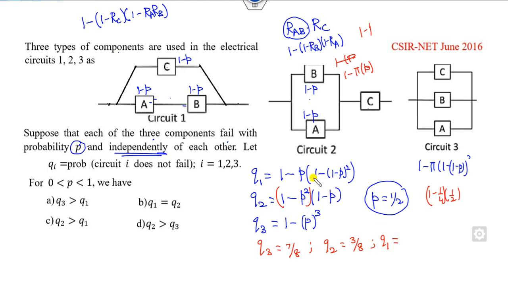And what is the Q1? If I substitute here, it's 1 minus half. It's a half, 1 by 4, 3 by 4. So it's a 3 by 8. It's a 5 over 8.